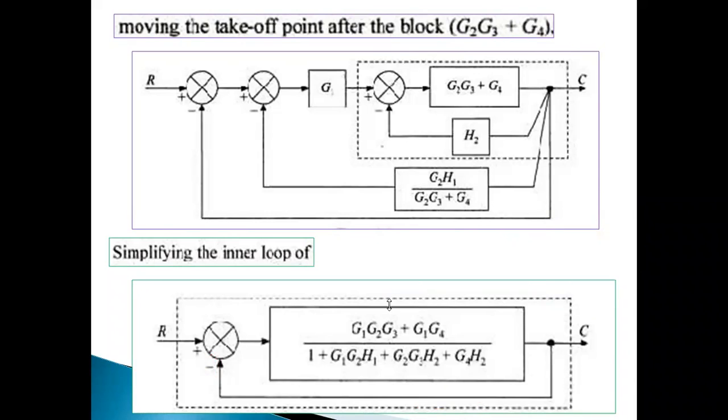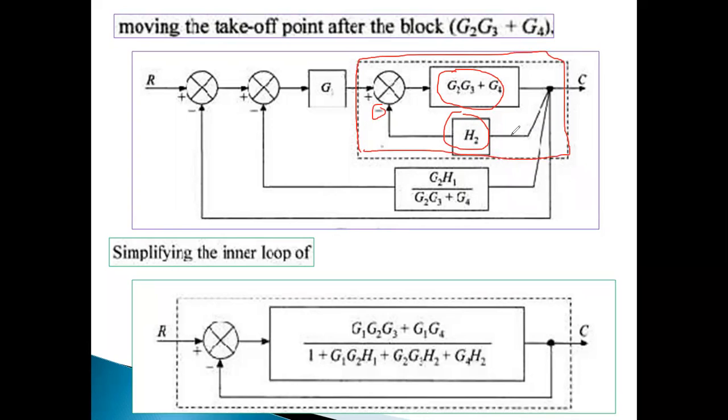Sir, can you explain the inner loop again? Okay. So inner loop means, in this case, this entire thing we have to assume as G and this as H. Negative feedback. Same formula G by 1 plus GH. Okay. Up to this part, this is called inner loop.